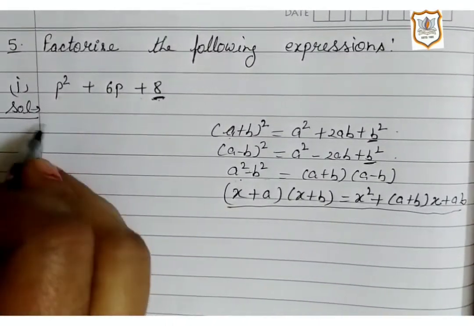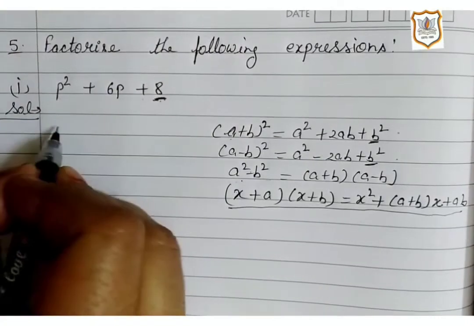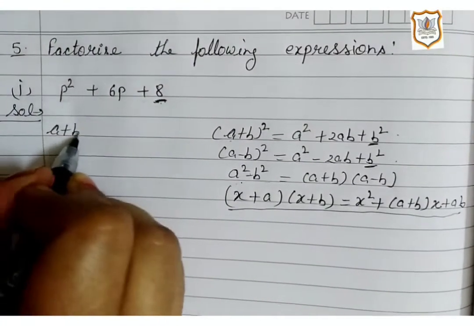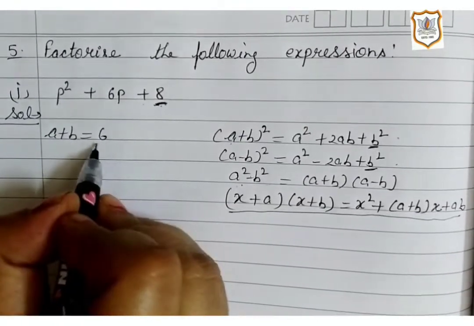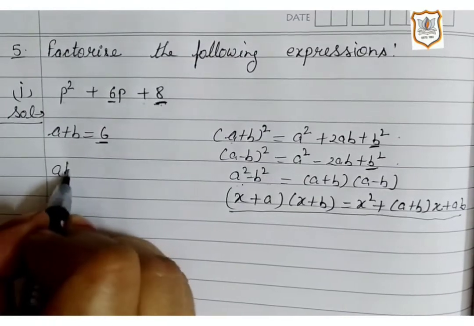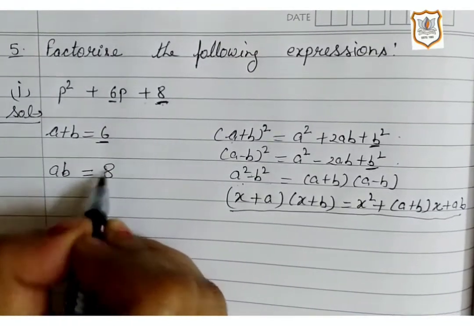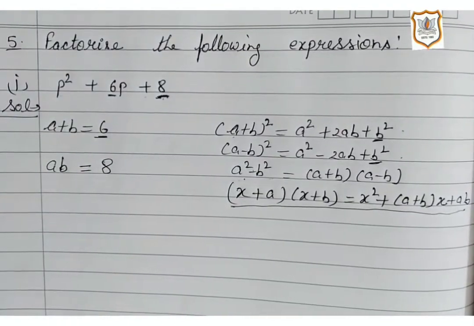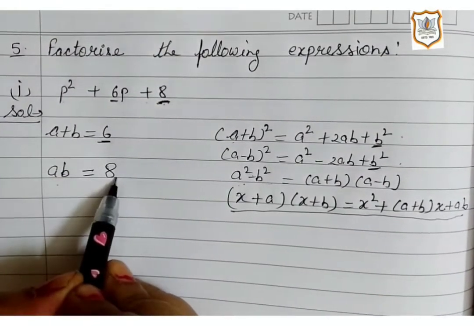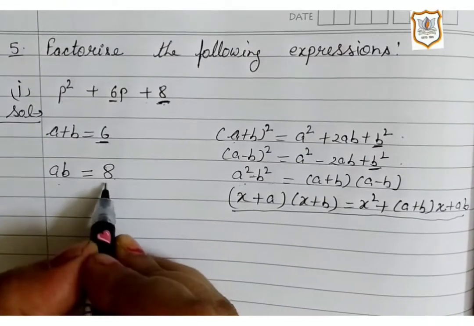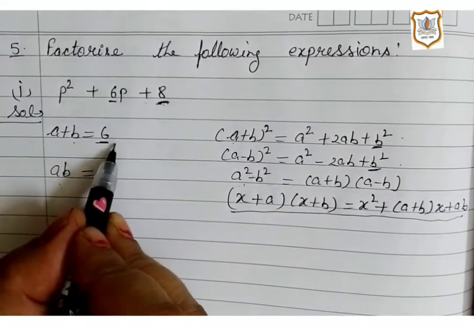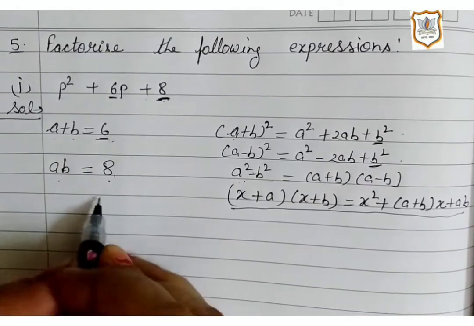Now if we compare here, we will write a plus b as 6, that is the middle term, and ab, that is a multiplied by b, is 8. Now students, here we will find the factors of 8 in such a way that if we add them we get 6, and if we multiply them we get 8.